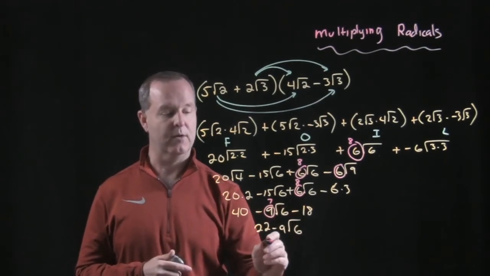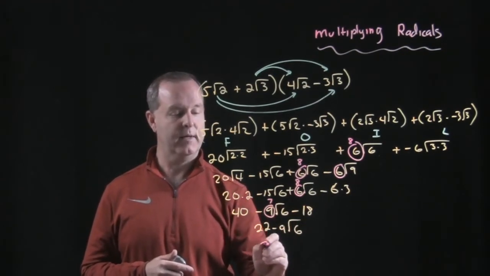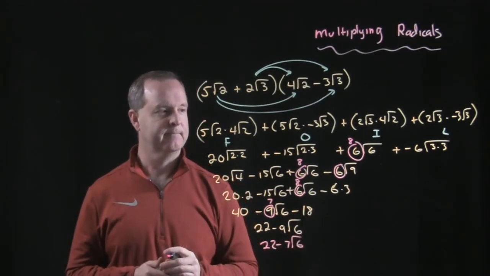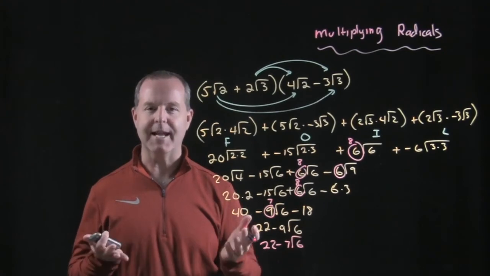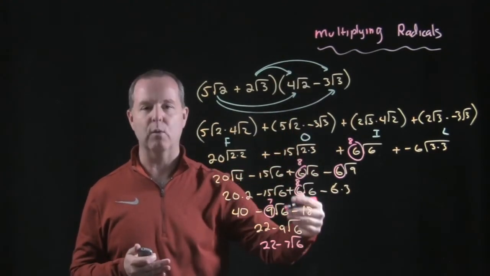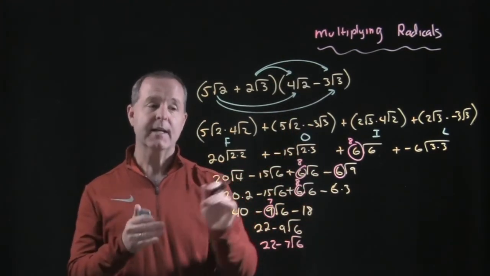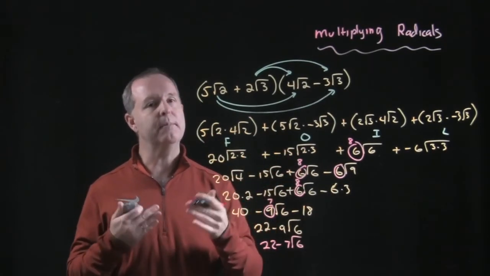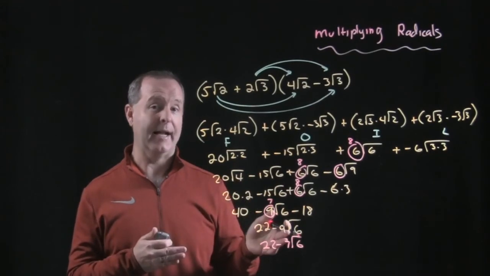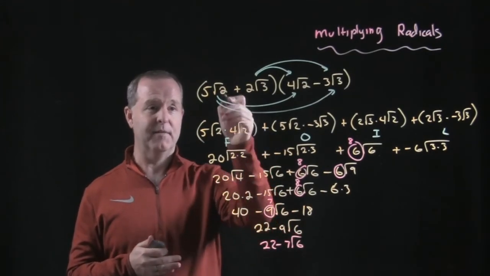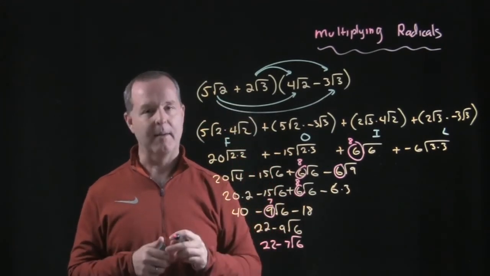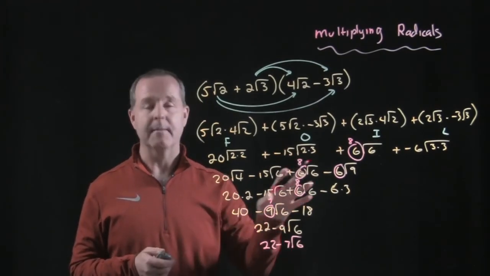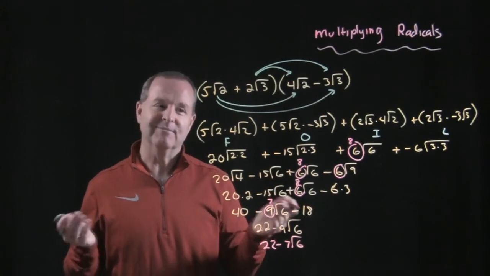So my final result really should have been 22 minus 7 root 6. Boy, isn't it easy for a mistake to creep in and carry all the way through. But the good thing is, if you go step by step, you'll be able to discover those mistakes a little bit easier and see where they're at. So anyway, I apologize for the mistake, but that's how I learn.